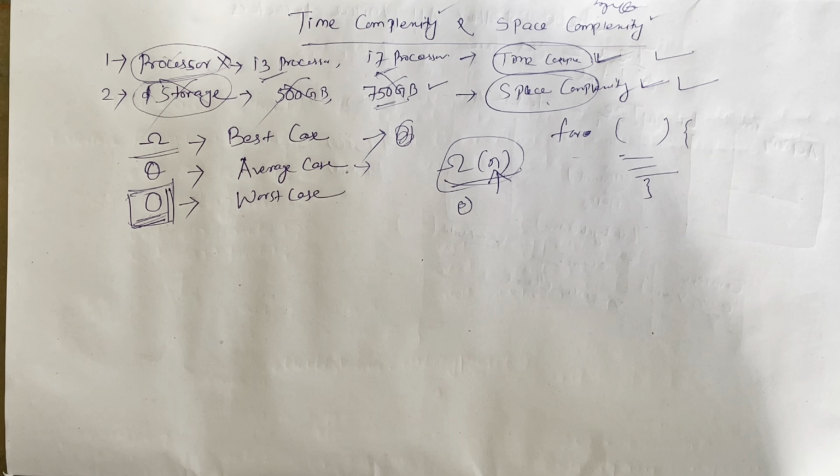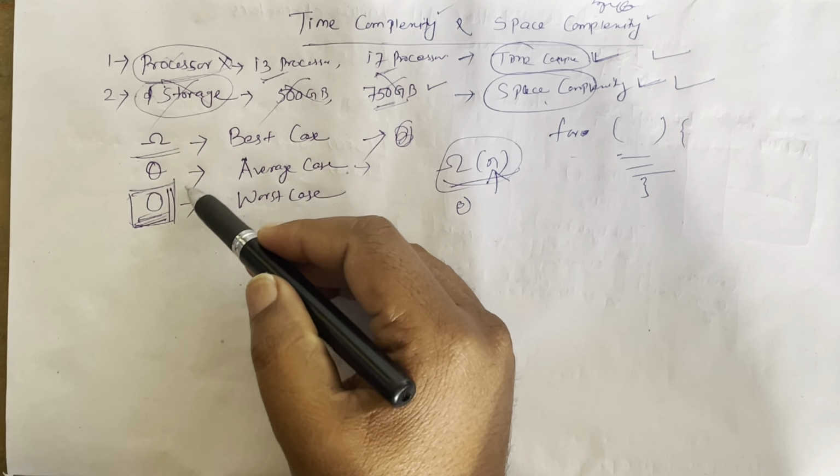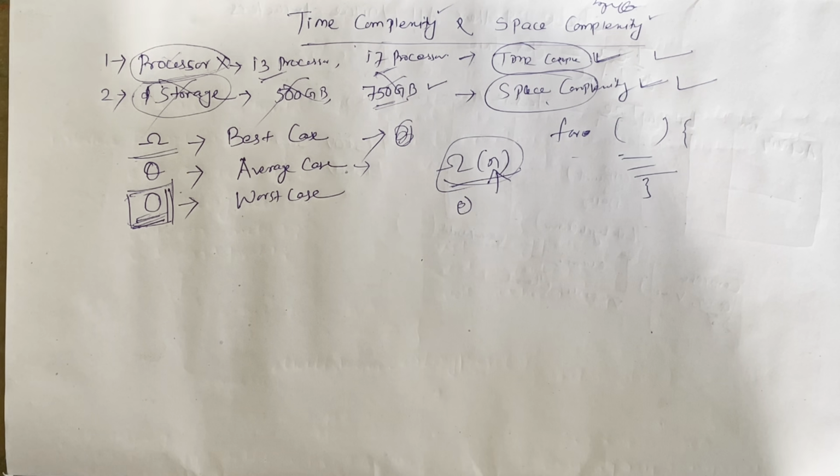We measure any algorithm by big O notation, and the two factors are time complexity and space complexity, and always we take care of variables.